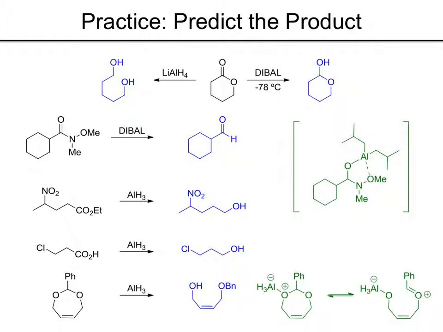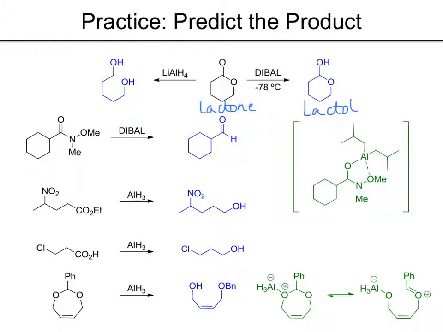In the first case, we're treating this lactone, which is a cyclic ester, with DIBAL at low temperatures as well as with lithium aluminum hydride. With lithium aluminum hydride, which is a very powerful reducing agent, the reduction is going to go all the way down to form this diol. With DIBAL, you're going to stop at the lactol after a single hydride addition.